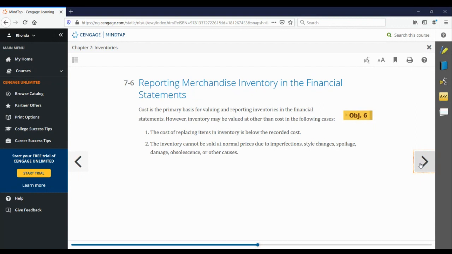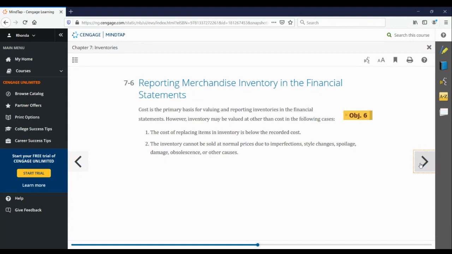In other words, prices can go really low, and so the cost of you buying these items could actually go below what you had originally recorded as your cost amount. So in this case, you might use the lower of cost or market method.